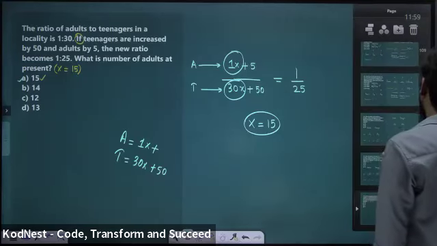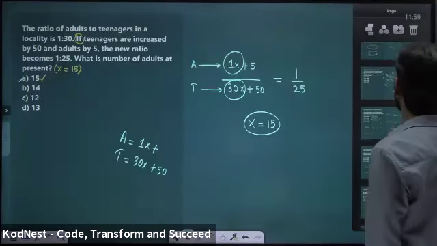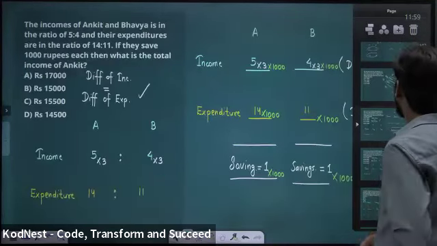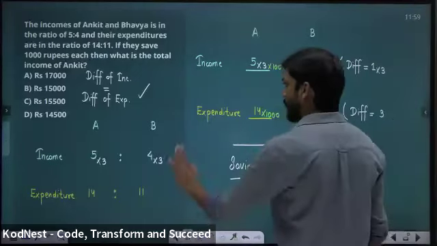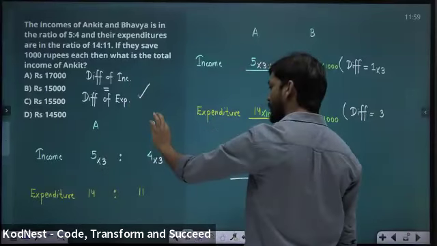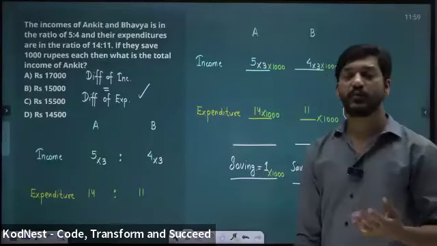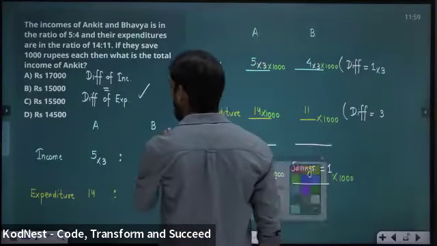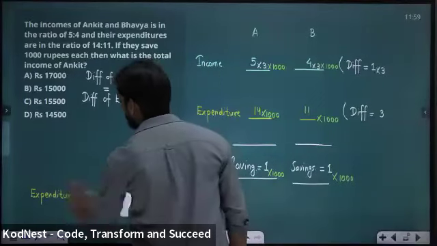All right. Suppose, although there is a condition, we can solve this question without a variable. But suppose you want to do it the same way we have done that adult teenager question.